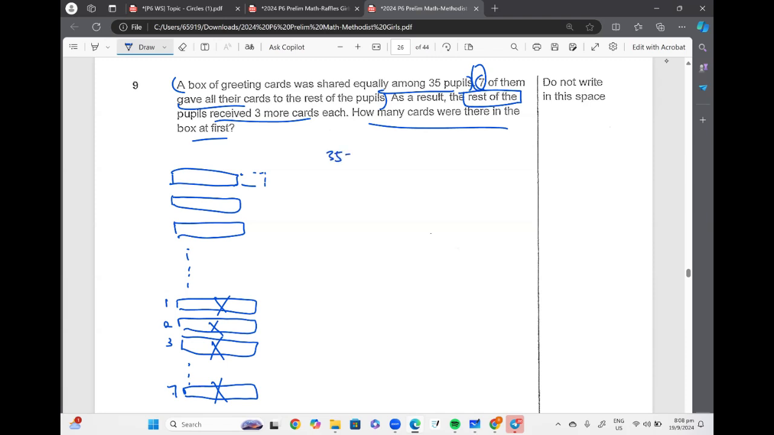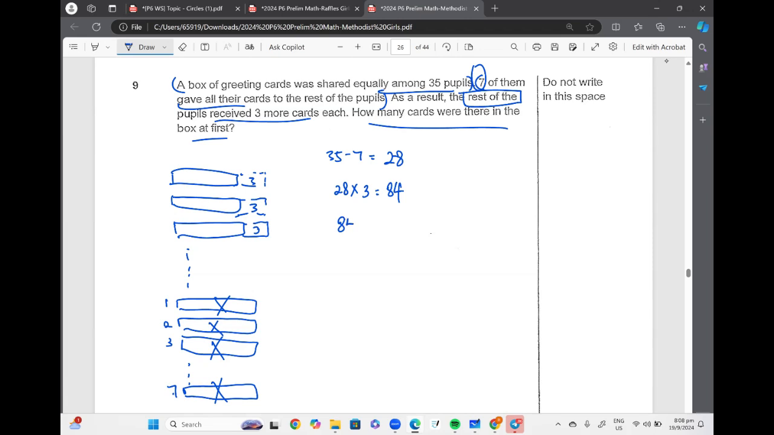35 minus 7 left, right? Which is 28. All the 28 people have 3 more extra, 3 more extra, 3 more extra. So how do I find the total amount of the 7 people? All I have to do is take 28, multiply by 3, I'll get 84. And this 84 belongs to the 7 people that gave away.